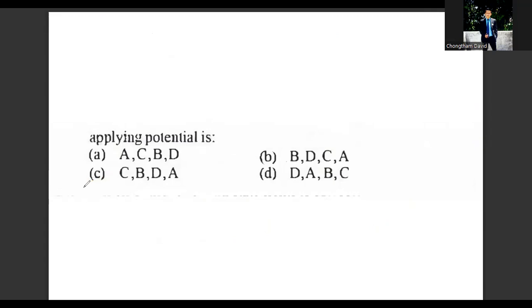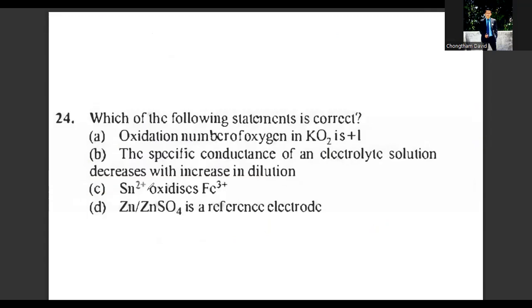Moving on to the next question, question number 24. Which of the following statement is correct? Read all the statements. 24. 1 is wrong. B, yes, this is correct. Then no, this is not the answer because based on the electrochemical series, this is not preferred. Zinc is not a reference electrode. Hydrogen is a reference electrode. So 24, the answer is B.